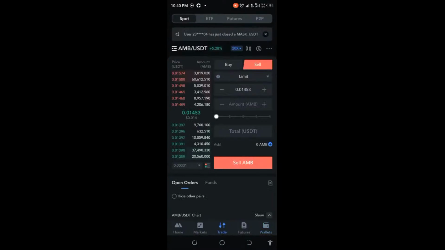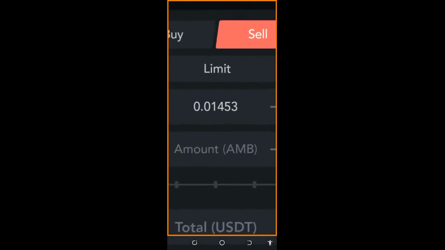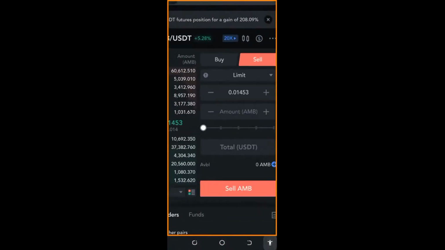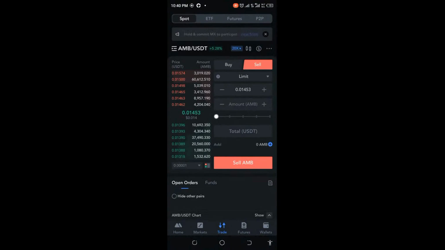So I'm already here in AMB USDT. You can see the price is 14.53, that's 0.01453. Let's refresh that and sell and see how much we'll get. Okay, 37 cents. Wow, that is definitely in the range.